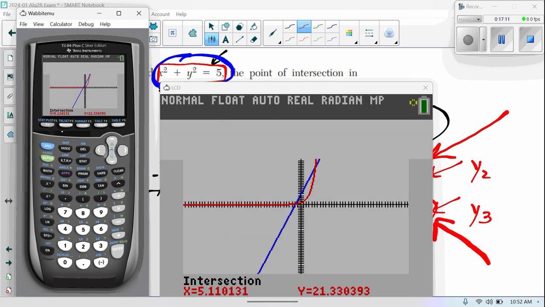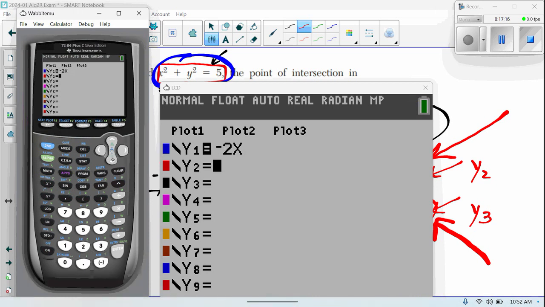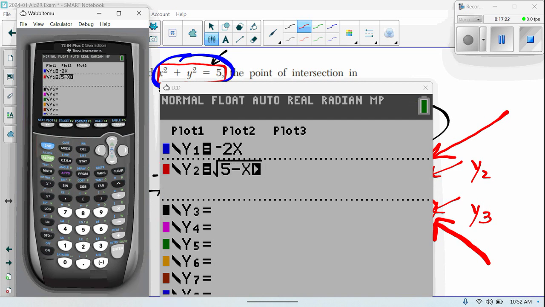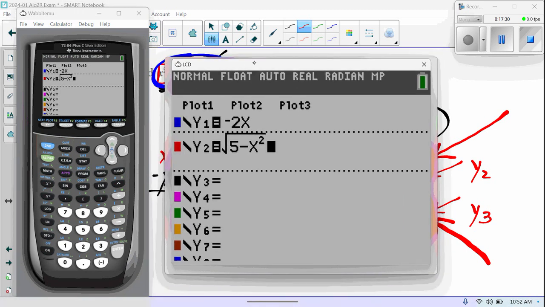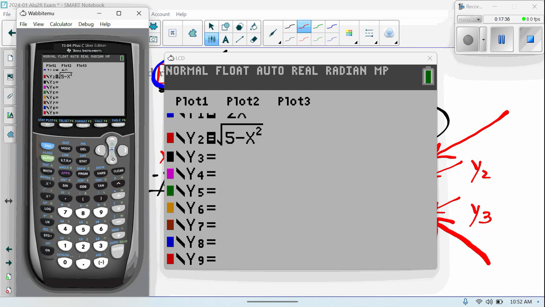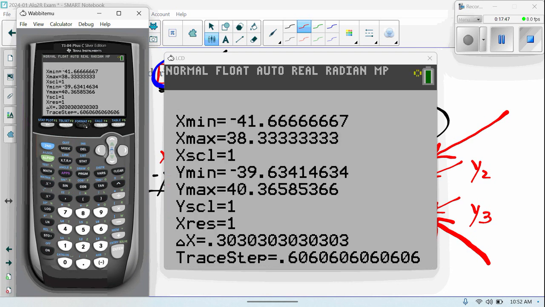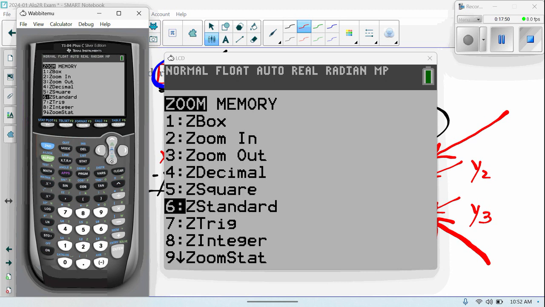The first one is negative 2x. Okay, so I'm going to turn this on, go back here, clear this out. And the first one's negative 2x. Now the next one was the square root of 5 minus x squared. Oops. There you go. But I only need the negative version. So if I scroll down here, okay, there's going to be another red colored graph. Where is that? There it is, a 9. So now I got to do the negative square root of 5 minus x squared. Okay, and when I graph this, let's make sure my window is my standard. I go zoom right to the standard one. That makes it 10 by 10 again.